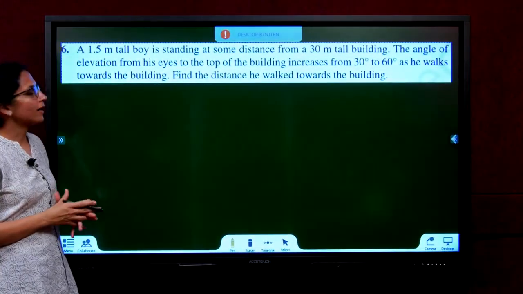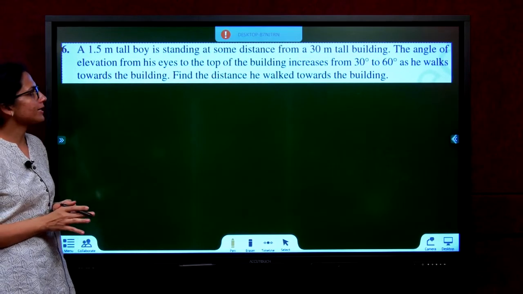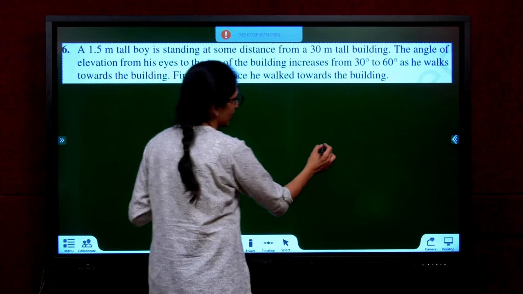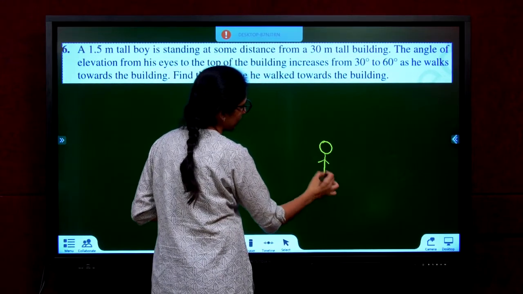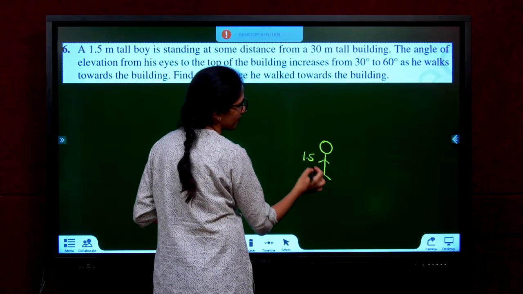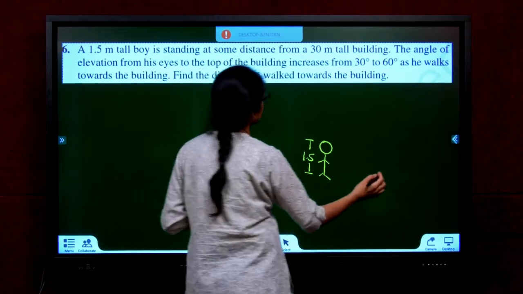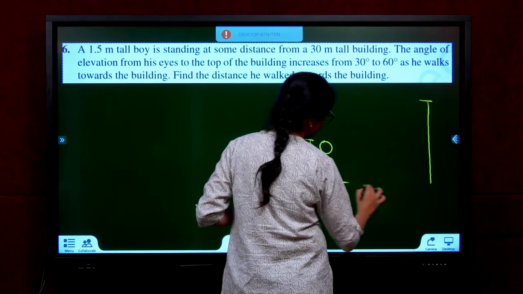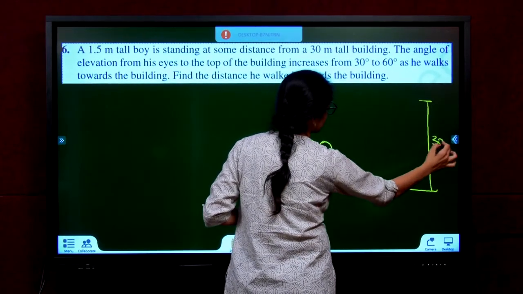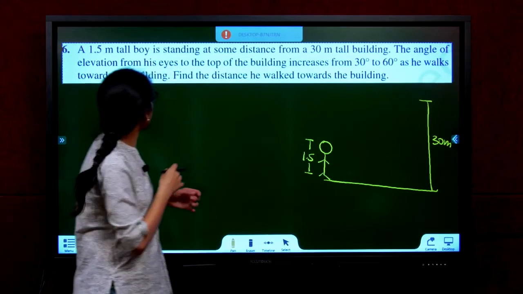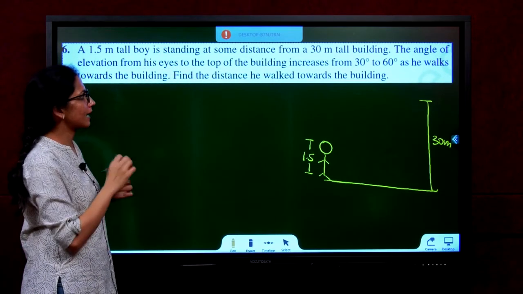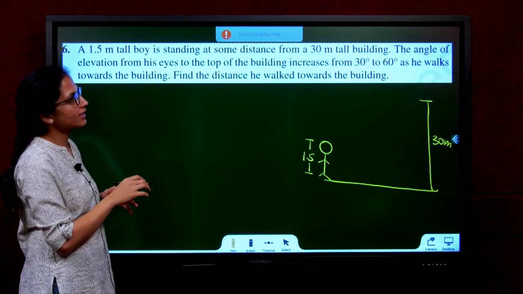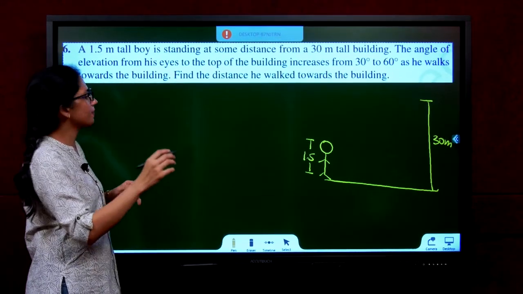Question 6. A 1.5 meter tall boy is standing at some point from a 30 meter tall building. We have one boy here. He is standing, he is 1.5 meters. He is standing at a distance from a 30 meter tall building. The angle of elevation from his eyes to the top of the building increases from 30 degree to 60 degree as he walks towards the building.